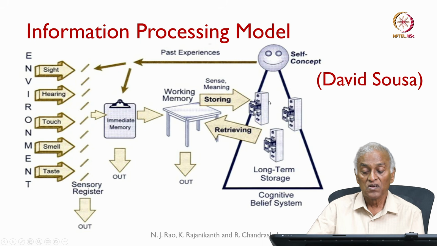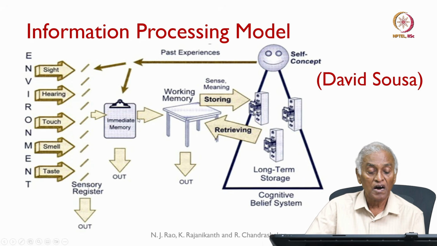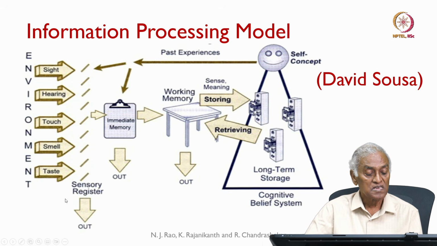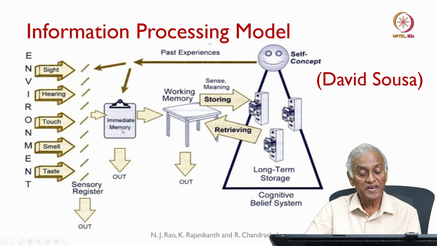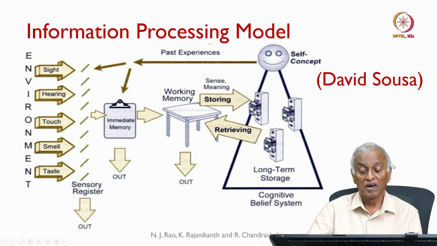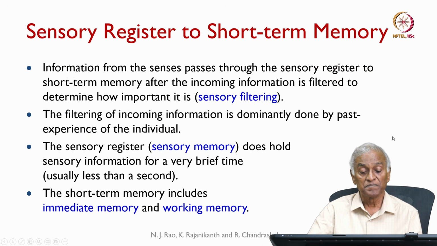Okay, so the stages are sensory register, intermediate memory, working memory, and then long-term memory. These are the elements of the memory system.